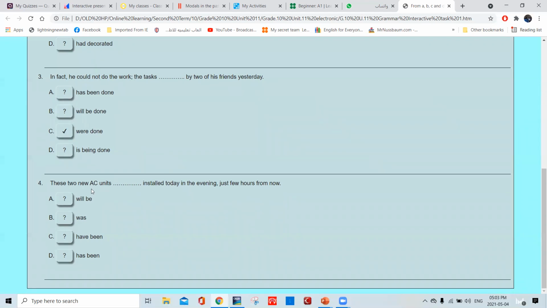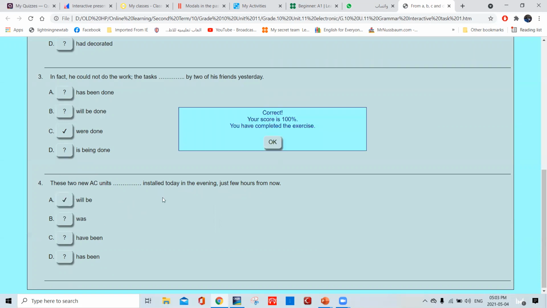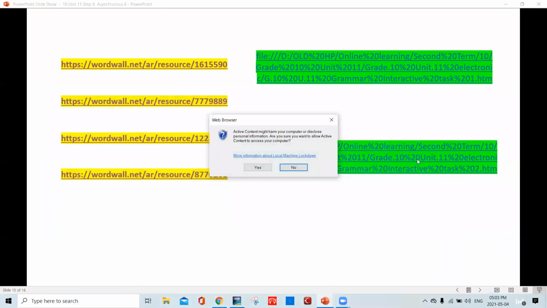These two AC units installed today in the evening, just a few hours from now. Here, the AC units, this passive here. In the future, they are going to install the AC units. So the AC units will be installed. Okay, let's do the next exercise.